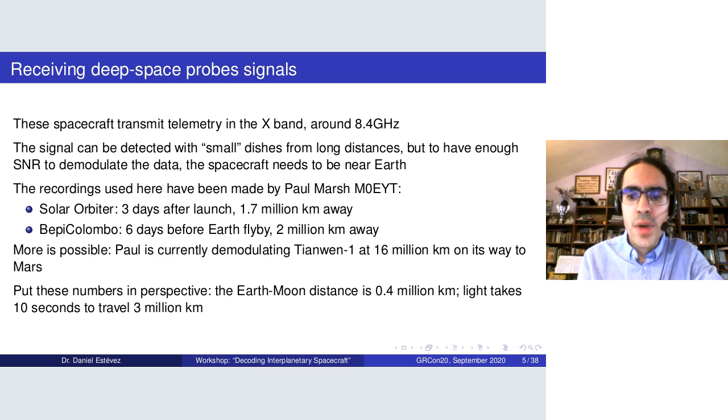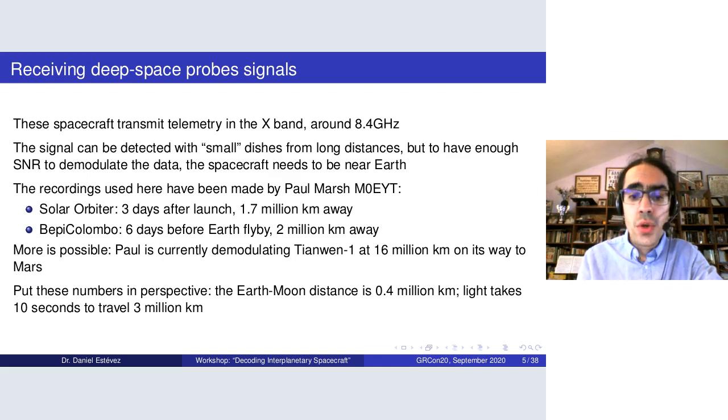Paul, who is the person in the UK who made the recordings I'm using here, is currently, as of today, demodulating Tianwen-1. This is a Mars probe at a distance of 16 million kilometers. I really cannot imagine 16 million kilometers.